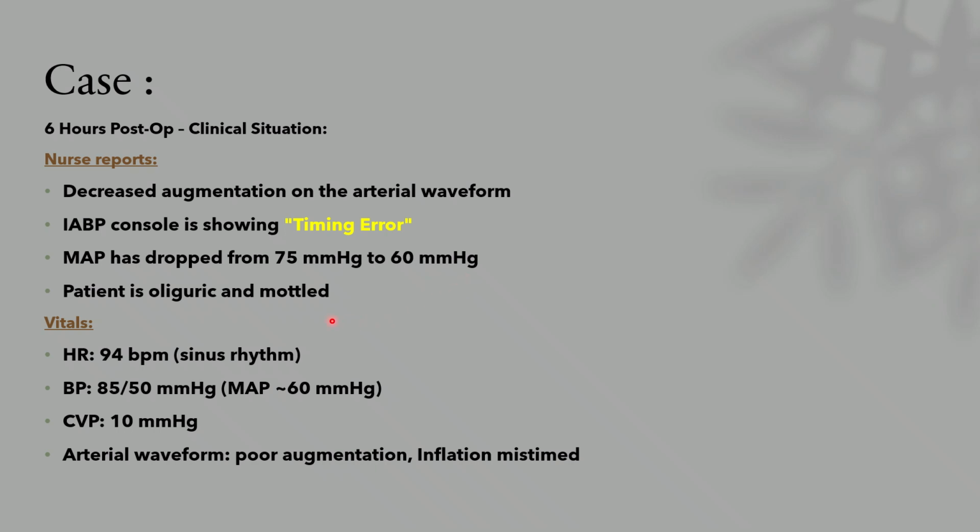The patient is oliguric and mottled. Vital signs show heart rate 94 beats per minute, sinus rhythm, blood pressure 85/50 with a mean arterial blood pressure of 60 millimeters of mercury, central venous pressure 10 millimeters of mercury. The arterial waveform shows poor augmentation and inflation mistimed.